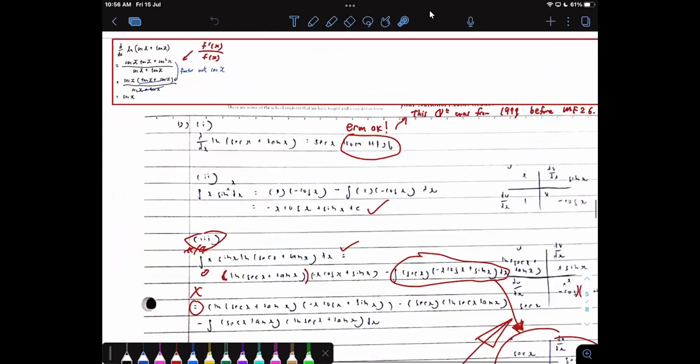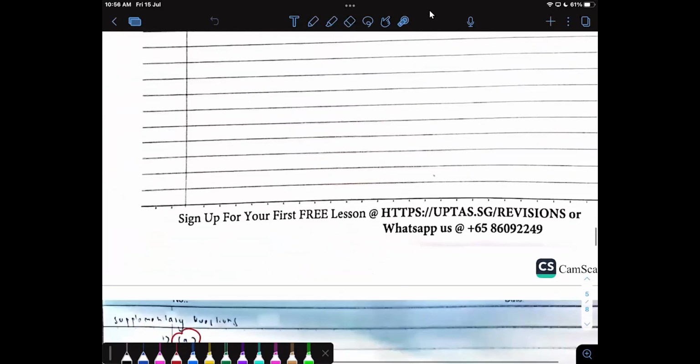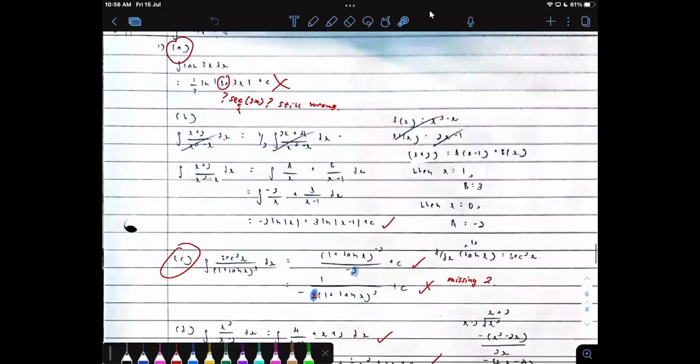Supplementary 2. Here, I don't know what you're writing. You wrote down that we're integrating tangent 3x dx. Then you give me ln modulus. I think you're writing secant, is it? Secant 3x. The answer is still wrong, unfortunately. Let's take a look at the solution.